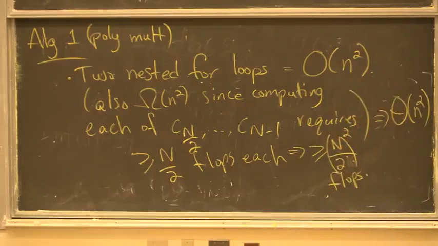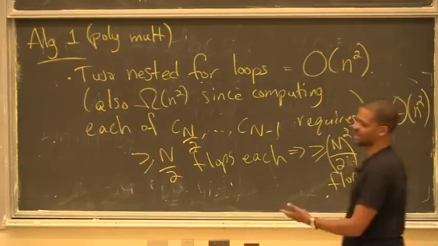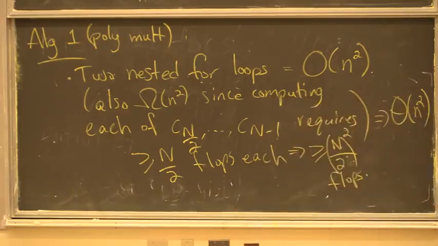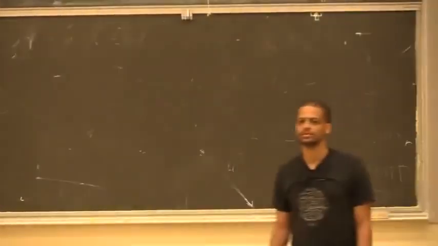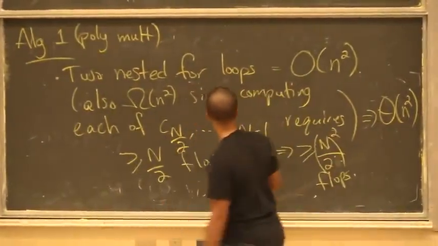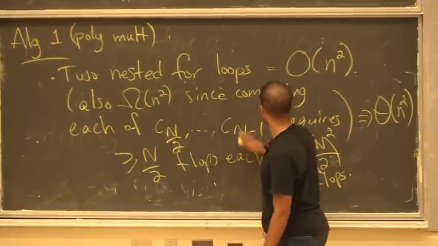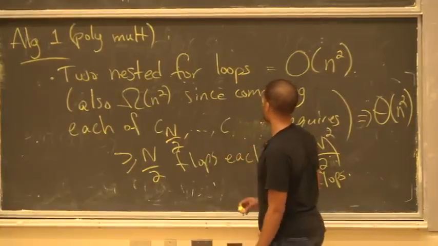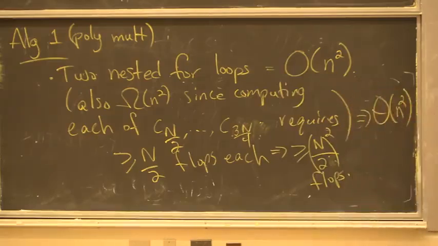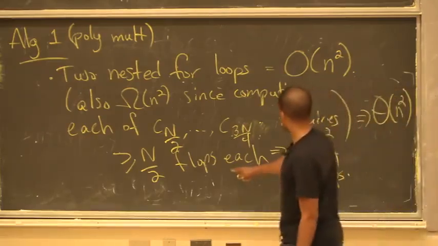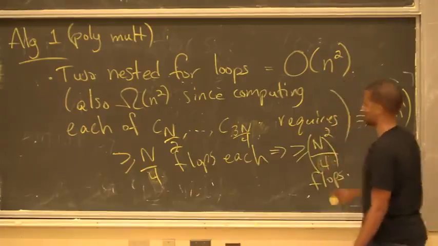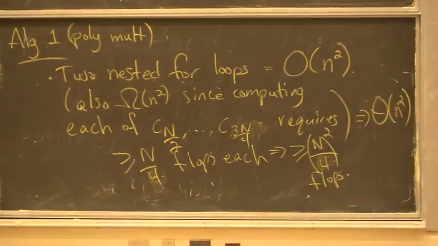So just be a little careful, just because you showed an upper bound doesn't mean you showed theta. The upper bound means big O. If you want to show theta, you need to show that you're doing at least some amount of work. Yes? Oh, yeah, that's right. That's true. So maybe what I'll say is instead of Cn over 2 to Cn minus 1, I'll just say Cn over 2 all the way to C3n over 4. Okay. So then each one of those requires at least n over 4 flops. So I think now you have n over 4 squared. Does that sound better? Yeah.